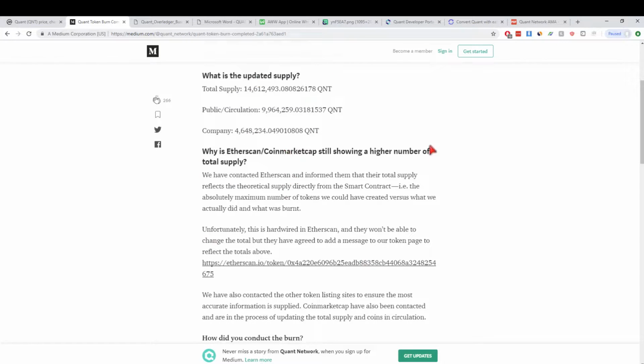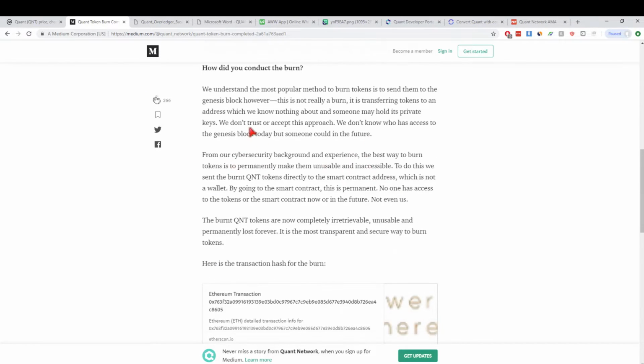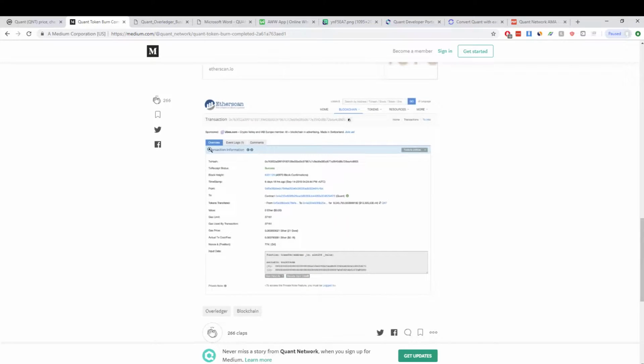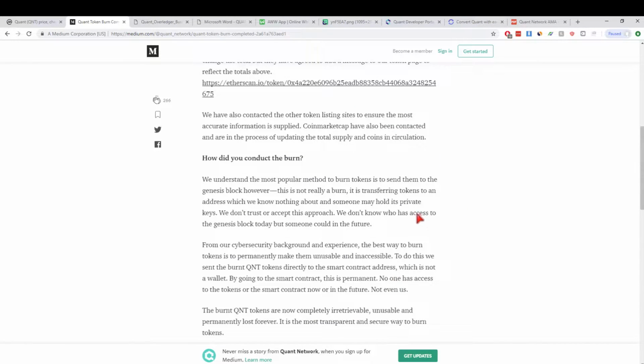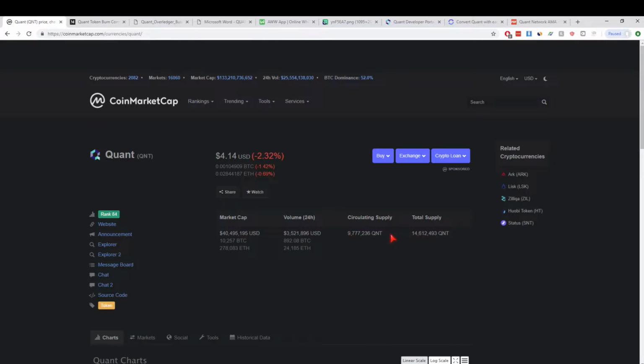I will link this in the description, but if you go through here, it tells you about the burn, where they did it, and here you can see the transaction. Anyway, those are the metrics. Circulating supply, about 10 million. Total supply, about 14.6. This total supply will come into effect pretty soon when the full team tokens are released.